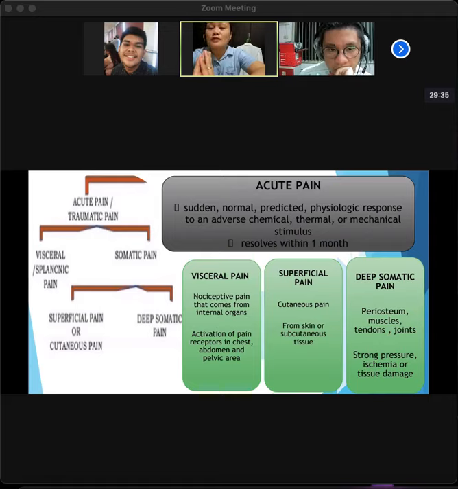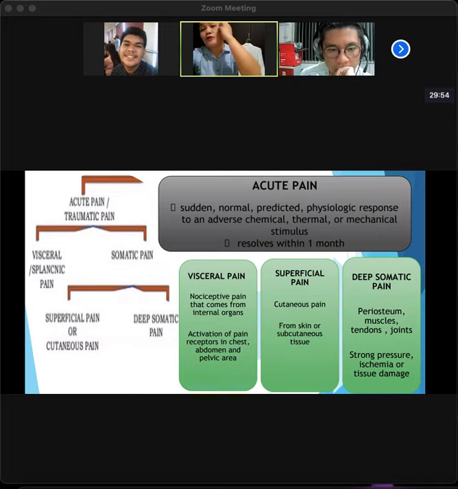So an example of visceral pain is if you have an MI; for deep somatic pain, it can also be MI. For superficial pain, if you get wounded, you will have an acute pain.